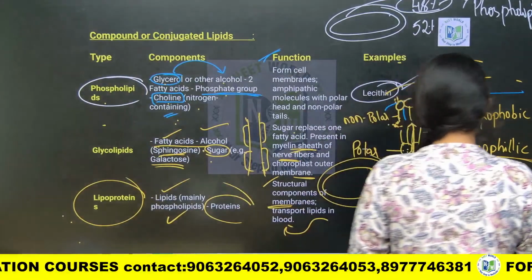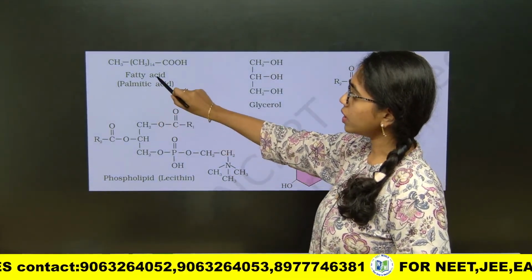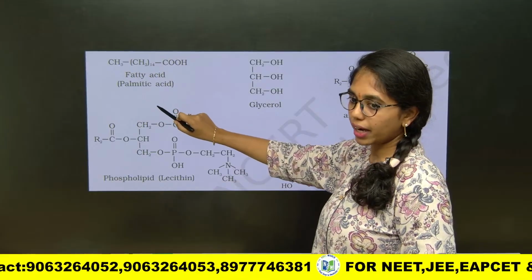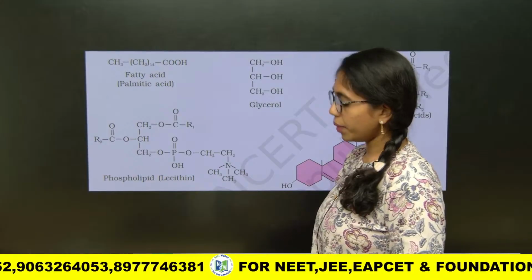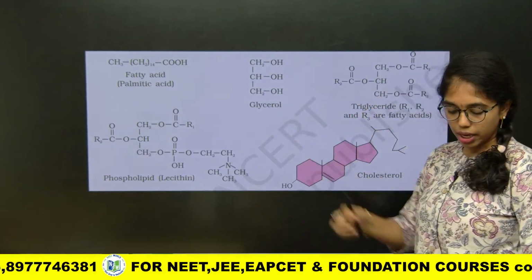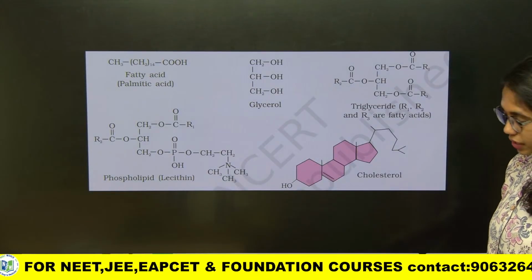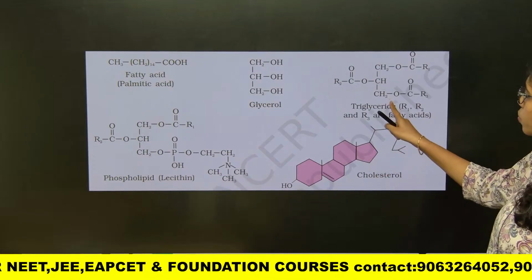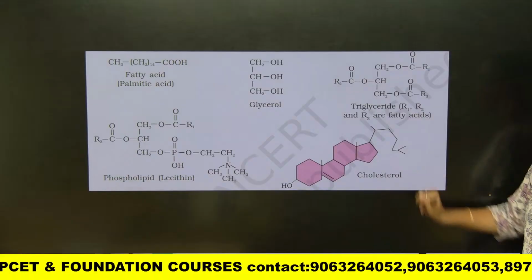So here you can see a fatty acid. What is this fatty acid? Palmitic fatty acid. Along with the carboxyl group, how many carbons are present? 16 carbons are present. Glycerol, according to IUPAC, what will you call it? Trihydroxypropane. This is a triglyceride with how many R groups? R1, R2 and R3 groups.